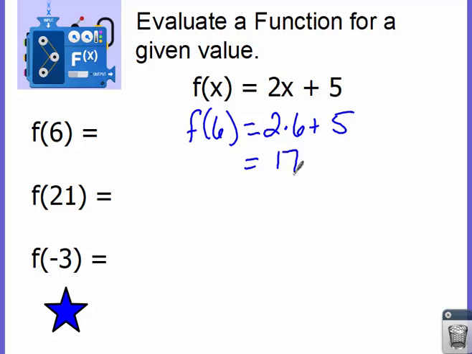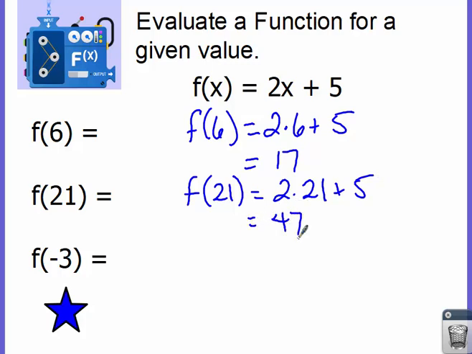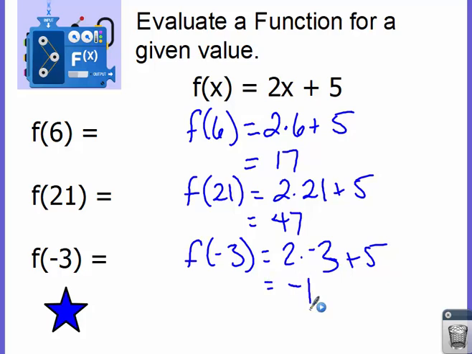Now I change my value again. So I get f of 21 this time. So I'm just going to plug in 21. So 2 times 21 plus 5. Well, 2 times 21 gives me 42, plus 5 gives me 47. Okay, same thing for negatives. Got f of negative 3, so that's going to be 2 times negative 3 plus 5. Well, 2 times negative 3 gives me negative 6. Negative 6 plus 5 gives me negative 1.